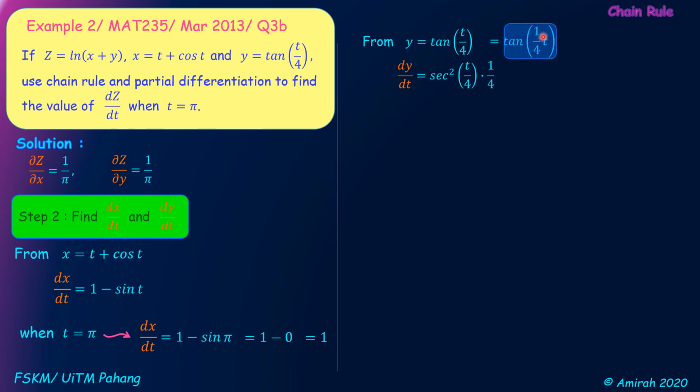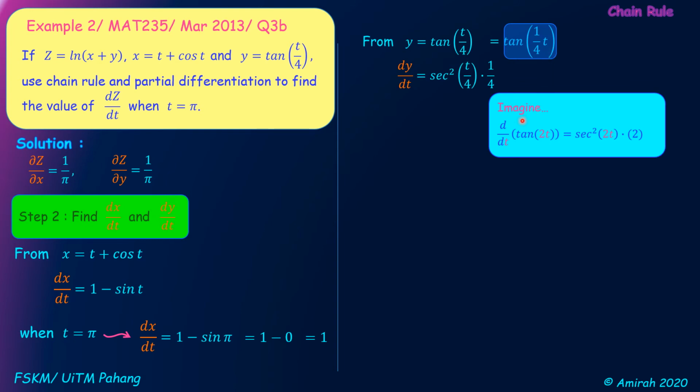To differentiate tan(1/4 t), let's imagine that we want to differentiate tan(2t) with respect to t. When we differentiate, we get sec squared 2t, then we differentiate 2t with respect to t, so we get 2 here. The same goes for tan(1/4 t). When we differentiate, we have sec squared of (1/4 t), or t/4, and then times 1/4.